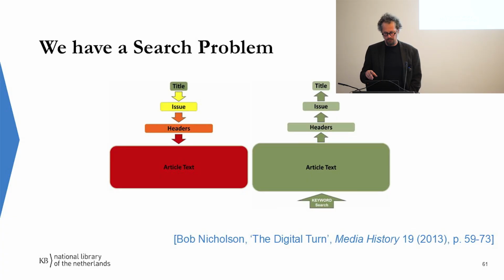And then the last pyramid, this is taken from a paper by Bob Nicholson. In a way, it's a visualization showing the whole revolution within research, going from paper publications to digitized publications with OCR. So we no longer search for a title and then an issue and then a header and then look into the article. No, nowadays we start from here, we have keyword search. So now we can search all of that.